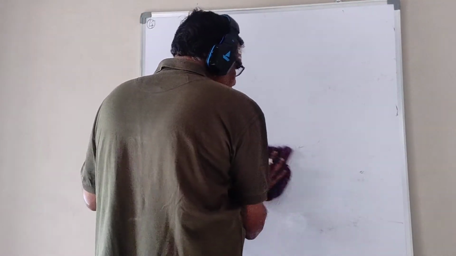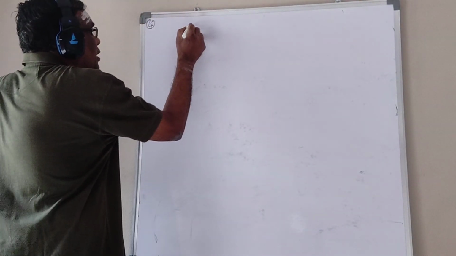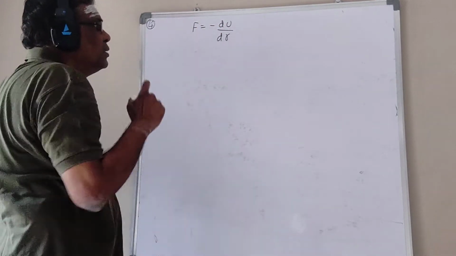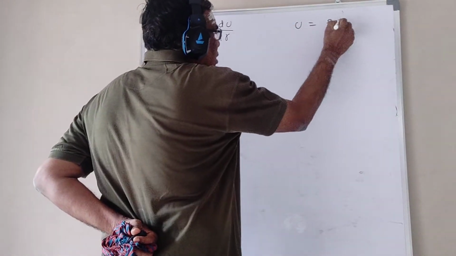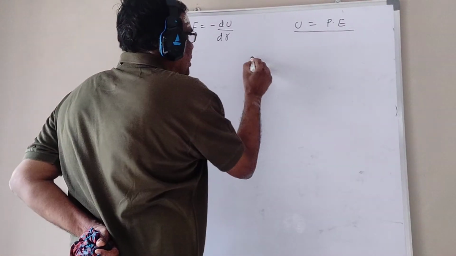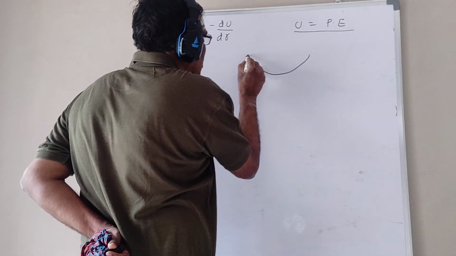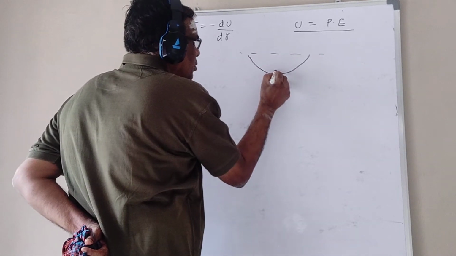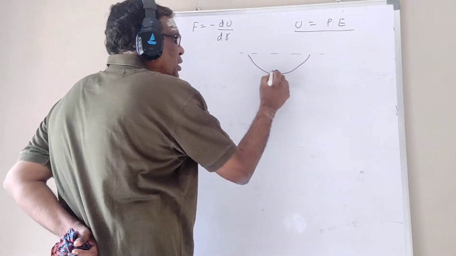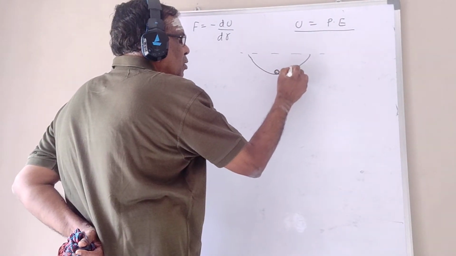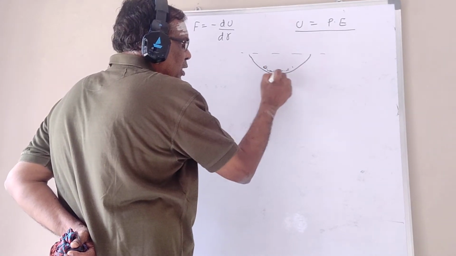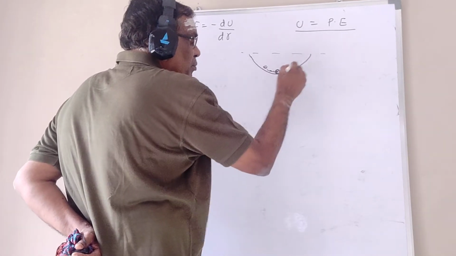Alright? Now, the thing that we have written here, minus dU by dr, when you say U is potential energy, now this is a very interesting thing. For example, you see, this is a bowl. In this bowl, I have a marble here. Suppose this marble, you push it slightly. It will go and then come back, but it doesn't stop here. It will go and come back and come back. So what does it start doing? Oscillating.